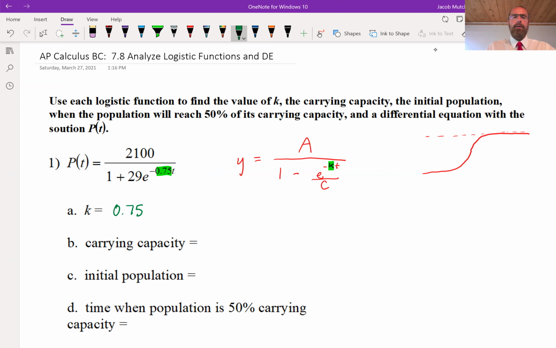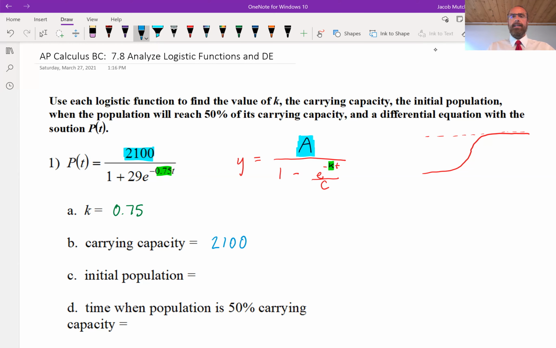A lot of times we would expect k to be between 0 and 1, but definitely positive. Moving along, when I go to find my carrying capacity, we've already mentioned where that is in the template. It's in the numerator, it's a constant. So when I compare that with P of t, definitely my carrying capacity is going to be 2,100. And just to remind us what that means, the upper limit of the population growth is going to be 2,100.